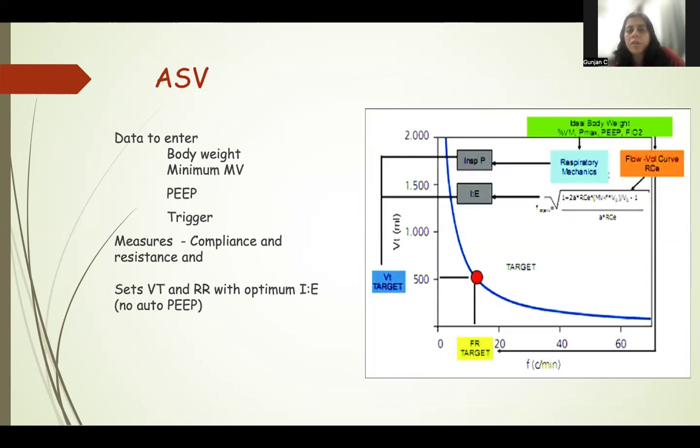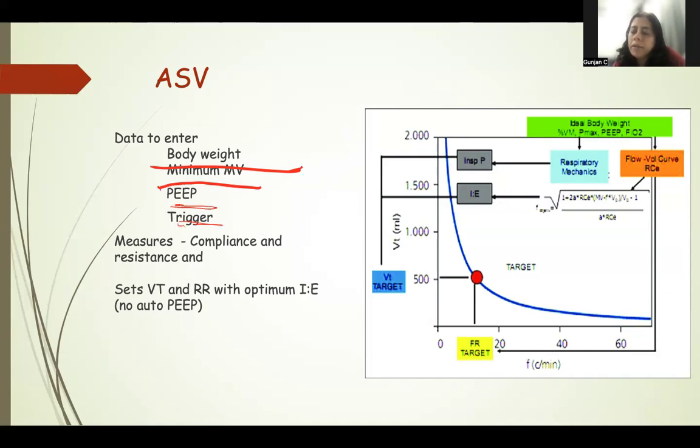Adaptive support ventilation is a closed loop ventilation wherein you feed certain factors and there are certain returns. Most of the calculation is done by the ventilator itself. This is more of an artificial intelligence run ventilation where the role of the intensivist reduces. So when you give adaptive support ventilation, the data that you enter is the patient's body weight, the minute ventilation that you desire in this patient, the minimum minute ventilation, the PEEP has to be entered by you and the trigger has to be entered by you.